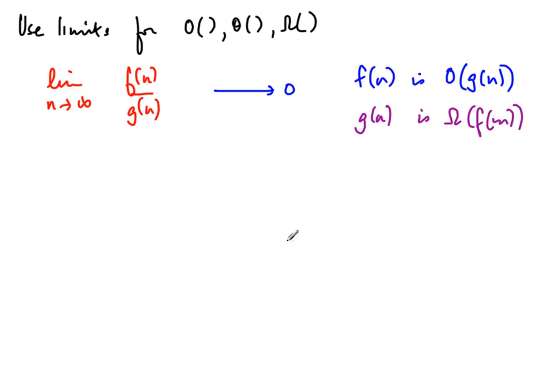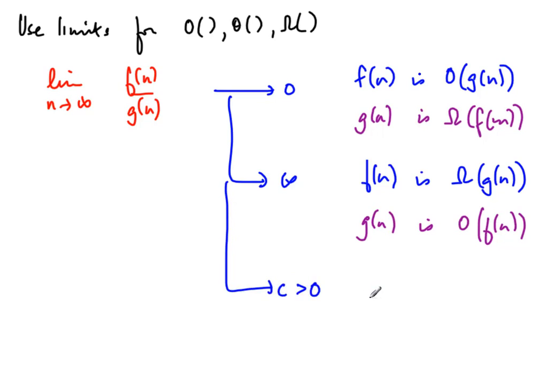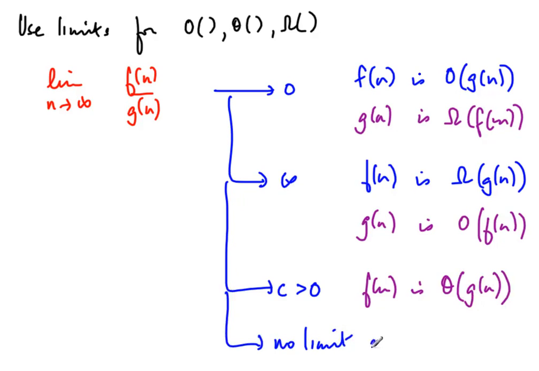On the other hand, if the limit is infinity, we have the reverse. So we now say that f of n is actually omega of g of n, which symmetrically is the same as saying that g of n is now O of f of n. And of course, we could find that we get a non-trivial limit c which is bigger than 0 but which is finite, and this really says that f of n and g of n are the same order of magnitude. So we get f of n is theta of g of n. And in rare cases, we might find that there is no limit defined, in which case we can't do anything.